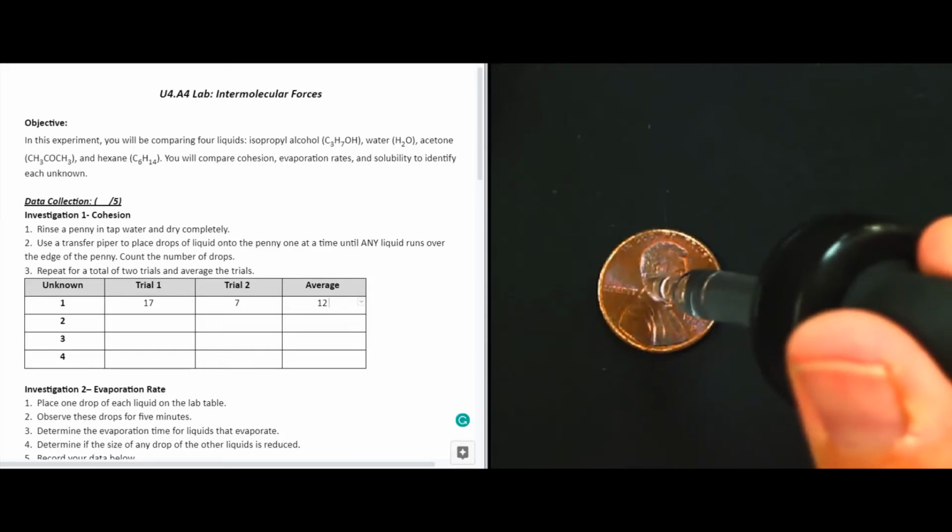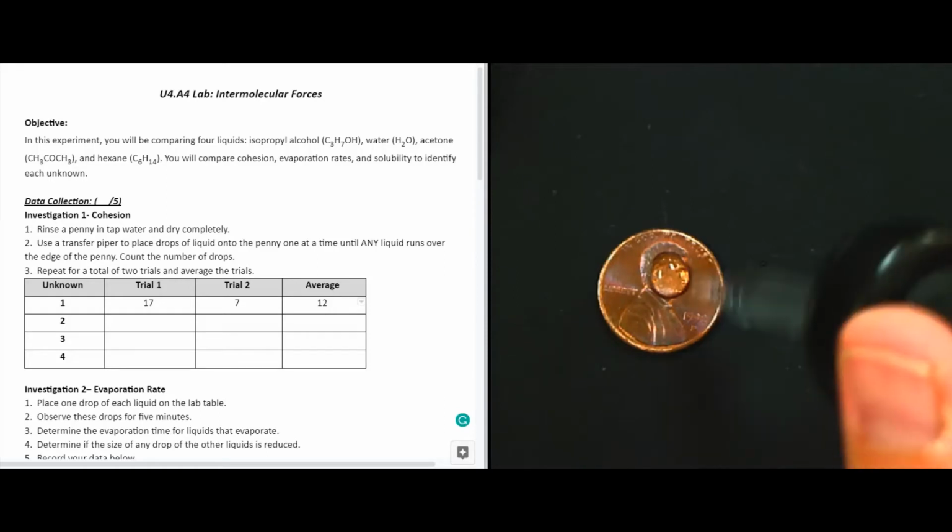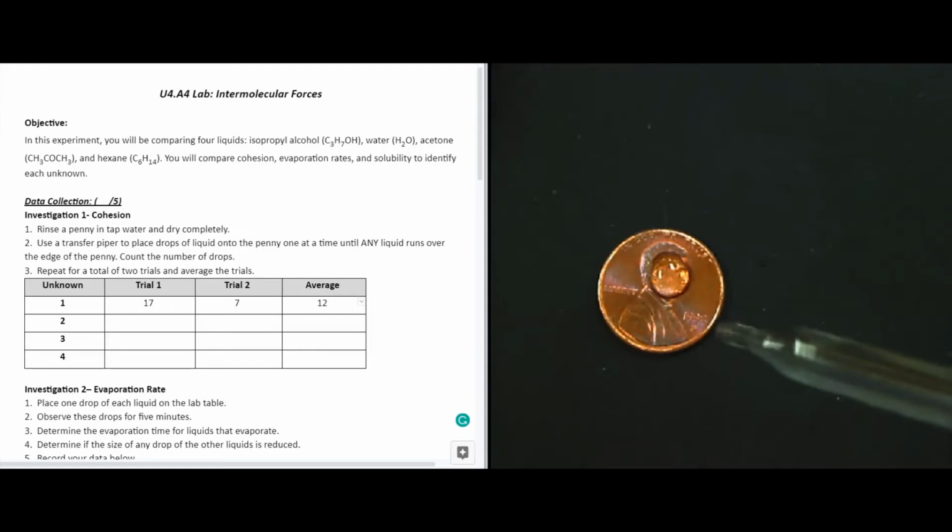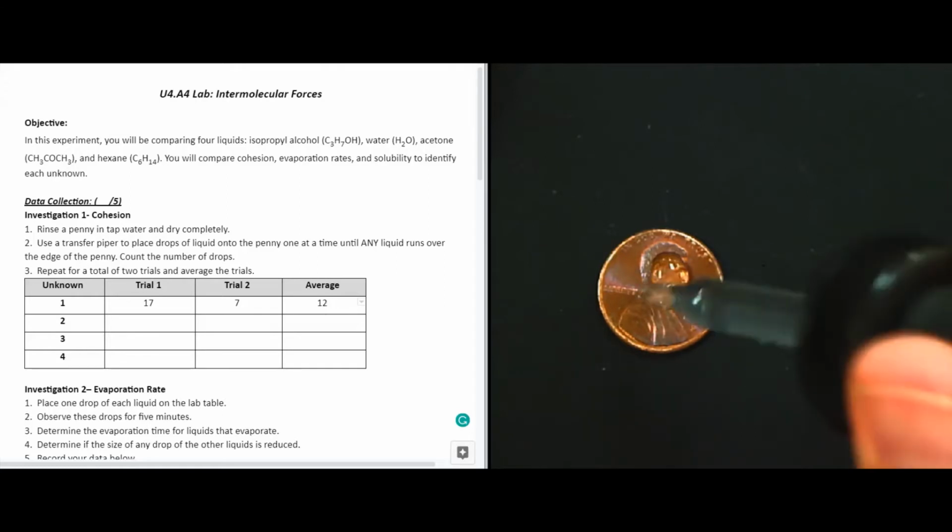Same procedure with unknown number 2. 1. Right away, look at how different this first drop looks than the last one. You can kind of see that this unknown is beading up more. So right away we can tell there's a big difference in cohesion between unknown number 1 and unknown number 2. So that was our first drop.